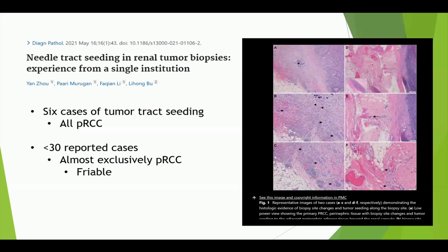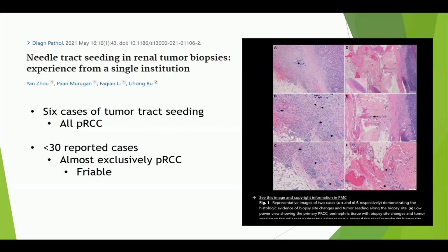Another recent case series observed needle tract tumor seeding to the perinephric tissue in 6 RCC cases. The needle tract seeding was exclusively observed in papillary subtype that were unifocal, small-sized, confined to the kidney, and had type 1 features. There was no recurrence or metastasis observed in these 6 cases in short-term follow-up. To date, there are less than 30 reported cases in the literature, and almost all are papillary subtype.